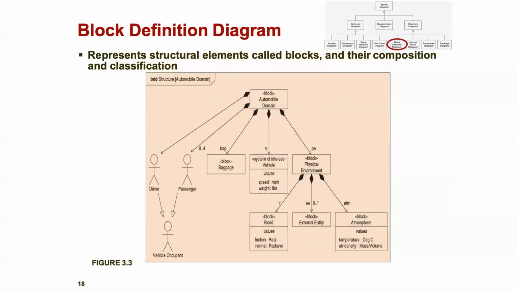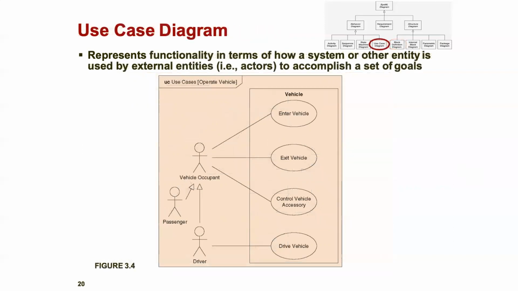For the block definition diagram, this can be quite a useful diagram. It represents structural elements called blocks and their composition and classifications. We have blocks that are then tied into, say, a higher level block, and you can have multiple layers of that. You can include individuals and their relationship within an automobile, say a driver, passenger, or whatever, and those are things that you can start to lay out. We're still using that automobile analogy as we walk through these charts.